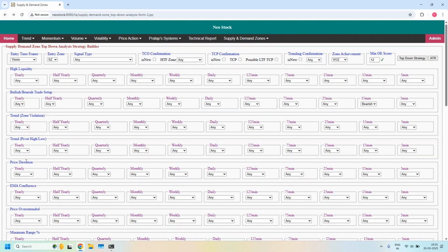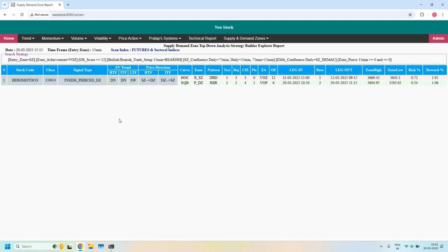Let's verify. In the EMA confluence, a daily time frame, we are checking daily supply zone with daily EMA confluence. Both the stocks daily trend is downtrend. So let's filter. So we got only one stock, Hero Motors. This is also having daily supply zone with daily EMA confluence. That is the reason why Hero Motors is having more high probability to get success.